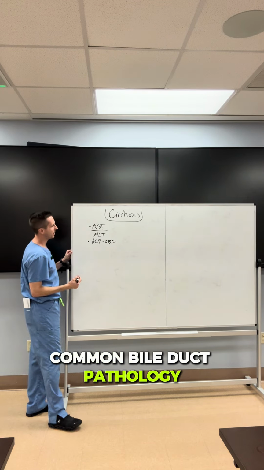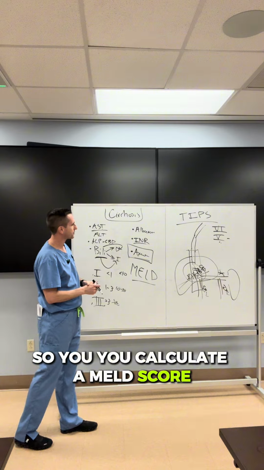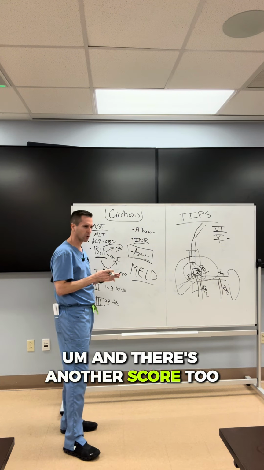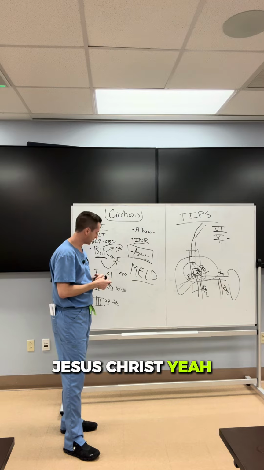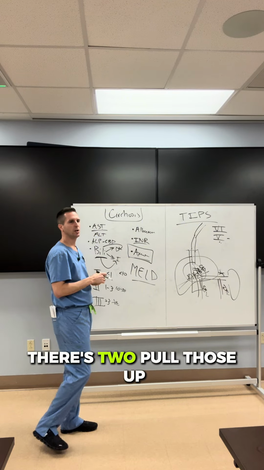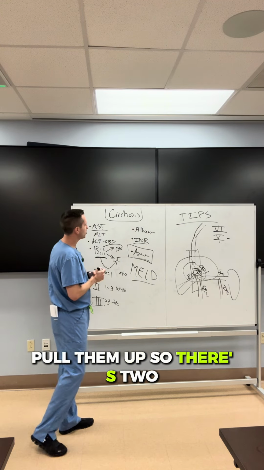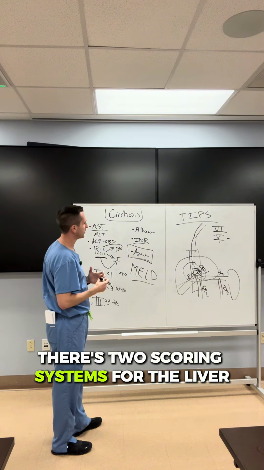I would actually need a refresher. Oh, the MELD score. Yeah, so you calculate a MELD score, and there's another score too. Yeah, the other one. So there's two. Pull them up. So there's two scoring systems for the liver.